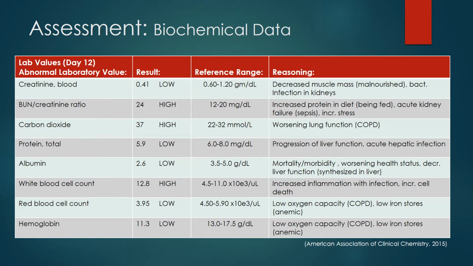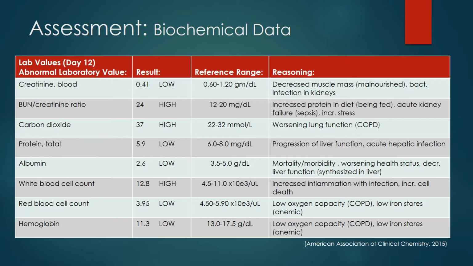Her BUN to creatinine ratio was also elevated, and after being fed, the patient had been receiving increased protein within her diet, which could be reflective of that. It also, with the sepsis, acute kidney failure is very common, and with increased stress, it is likely that that increased stress could have contributed to some renal malfunctioning at that point in her stay. The carbon dioxide was high, which is extremely common with worsening lung function and with her COPD condition.